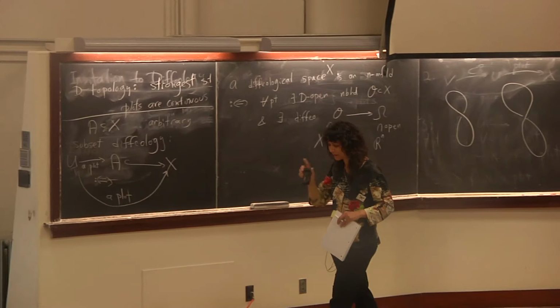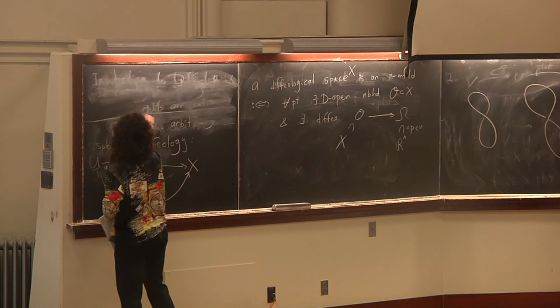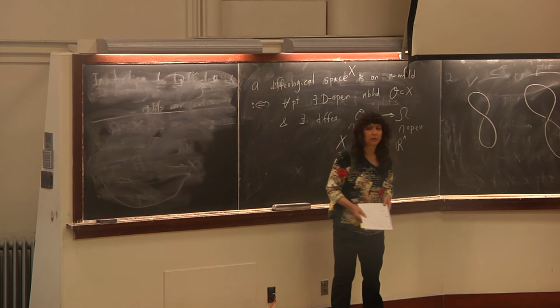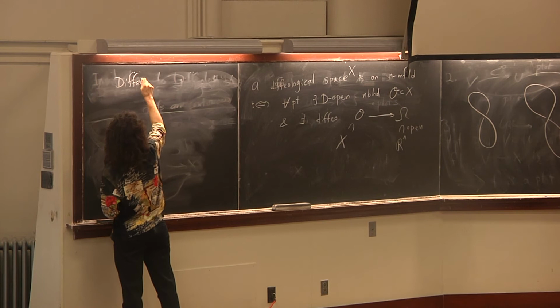So this is a very good language for differential forms. Differential forms pull back, and we're going to define a differential form by means of what its pullbacks are to the plots. And this turns out to be equivalent to the usual definition in the manifold case.